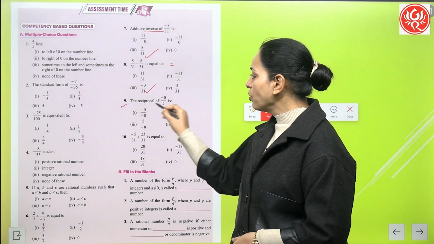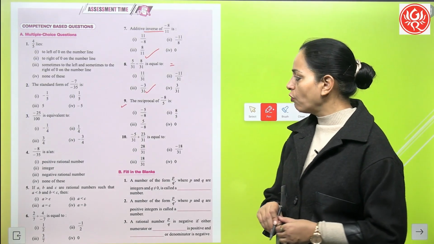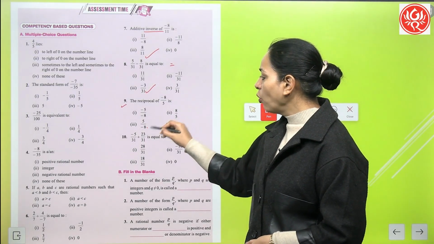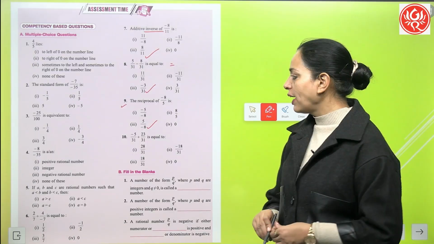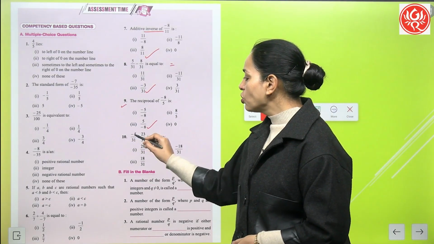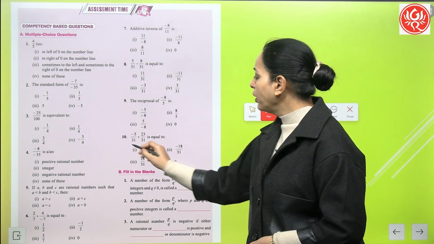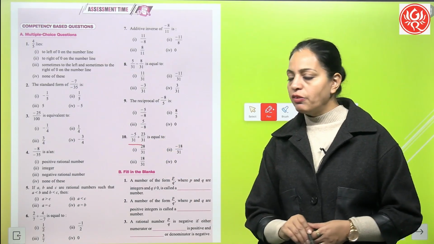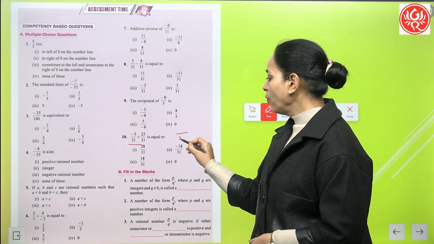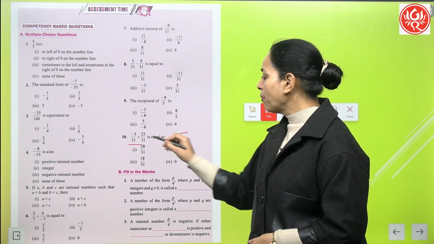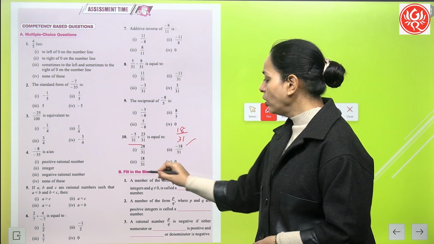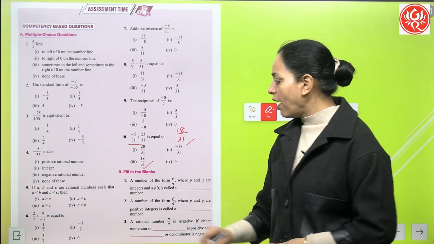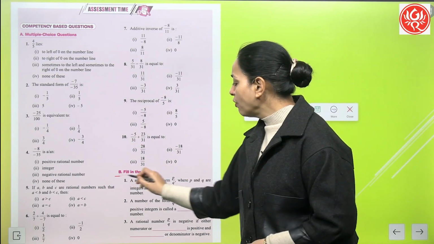The ninth question, the reciprocal of minus 8 upon 5 is minus 5 upon 8 or 5 upon minus 8. The 10th question, minus 5 upon 31 plus 23 upon 31. So 31 as denominator, 23 minus 5, 18 upon 31. Third part. Now come to B part, filling the blanks.